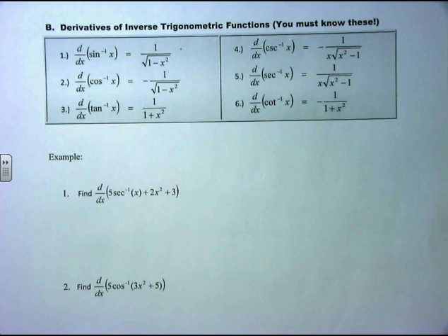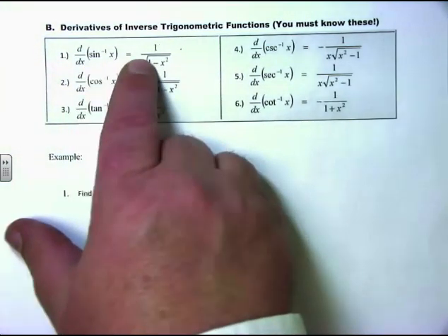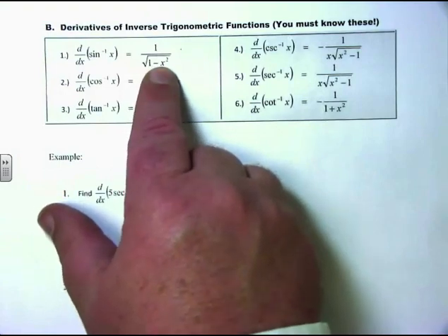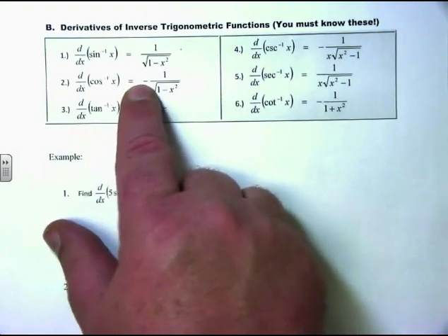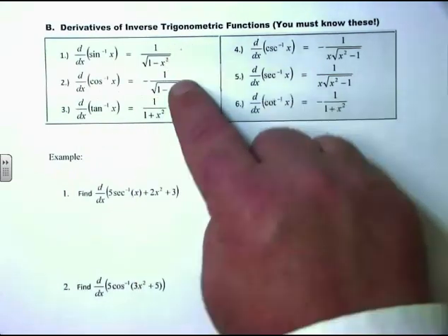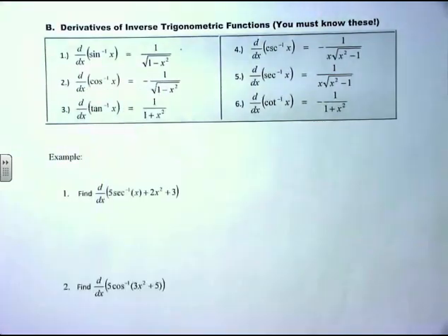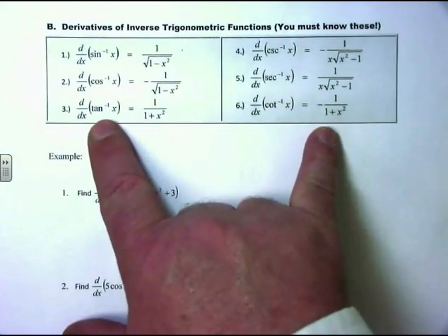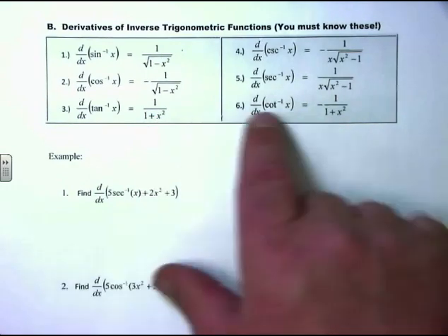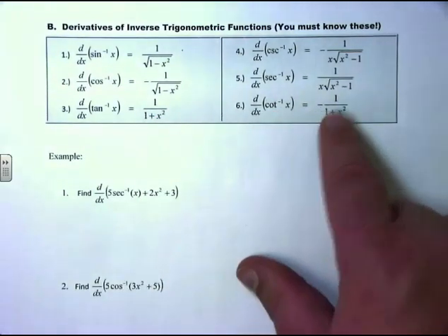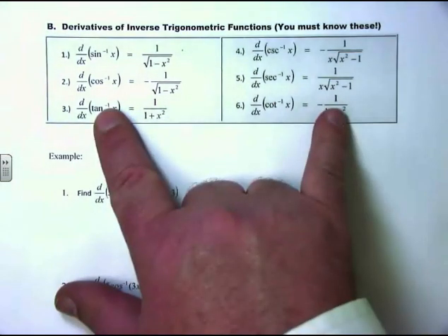So the key to this is, it looks like, oh no, a lot more formulas to memorize. Well, you're right. But actually, there's only really 3 formulas you need to memorize, and you need to catch a pattern. Have you caught the pattern yet? Well, the pattern is this. The derivative of sine inverse of x is 1 over the square root of 1 minus x squared. The derivative of cosine inverse of x is negative 1 over the square root of 1 minus x squared. It's the same formula, but when you took the derivative of the cosine inverse, it was negative. Look at the tangents. The derivative of the tangent inverse of x is 1 over 1 plus x squared. The derivative of the cotangent inverse of x is negative 1 over 1 plus x squared. The derivative of the co is negative.